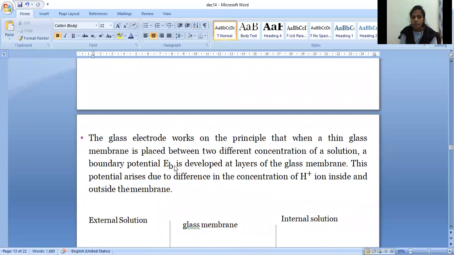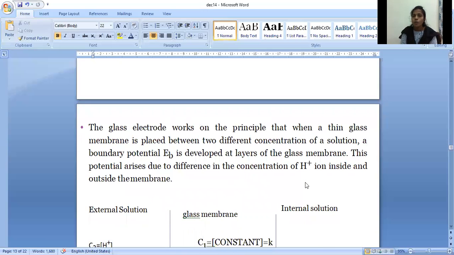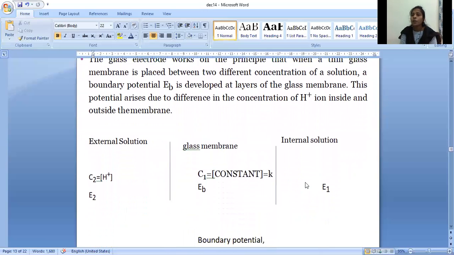See here, EB. The glass electrode works on the principle that when a thin glass membrane is placed between two solutions of different concentration, a boundary potential EB is developed at the layers of the glass membrane. That means at the membrane, the potential difference arises. This potential arises due to the difference in the concentration of H plus ions inside and outside of the membrane. So why is the potential difference arising? Due to the difference in concentration between the inside solution and the outside solution.